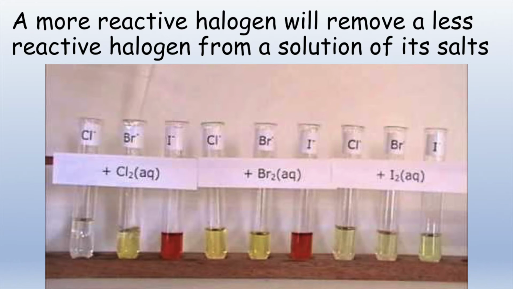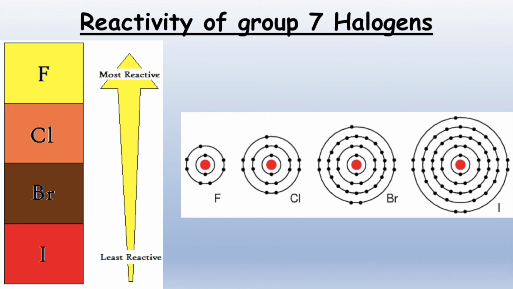However, the example question is looking at displacement of halogens. These are group 7 non-metals. Displacement of a halogen is when a more reactive halogen removes a less reactive halogen from a solution of its salts. So to answer this example question, what you should know is the reactivity of the halogens.